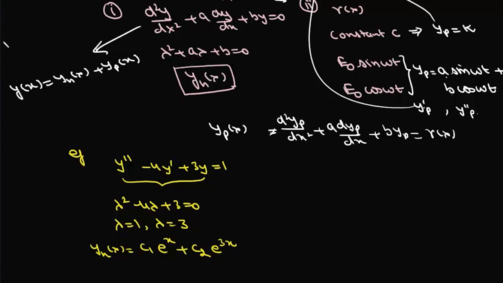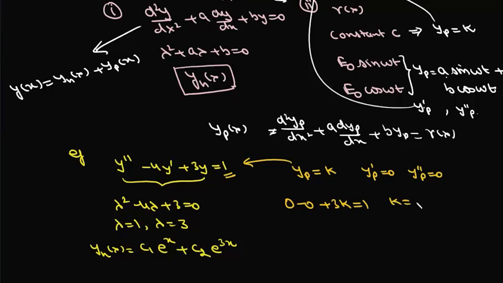Now we need to write yp. In this case, R is constant, and we know that when R is constant, we let yp be some constant k. Now y dash p is 0, y double dash p is also 0. Now we'll put these values in this equation. So it will be 0 minus 0 plus 3k equals 1. So the value of k is 1 by 3. So your particular solution is nothing but 1 by 3.